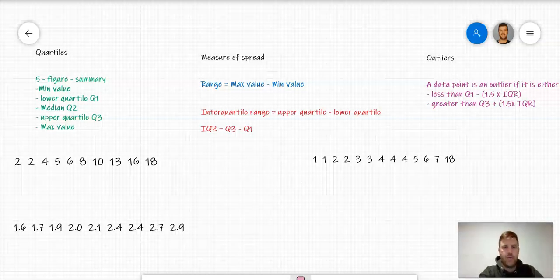Today I'm going to show you a video working out quartiles, measures of spread, and outliers using a formula. I'm going to start with outliers here on the left-hand side. I'm going to show you how to work out the five-figure summary. Before I do that, let's talk about quartiles.